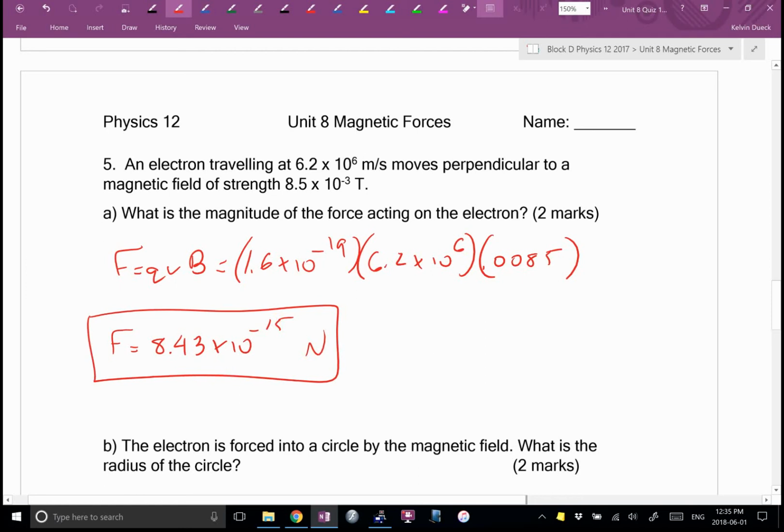Newtons. 2 out of 2 for that. Otherwise here, I guess I'd go 1 mark, half mark, half mark.